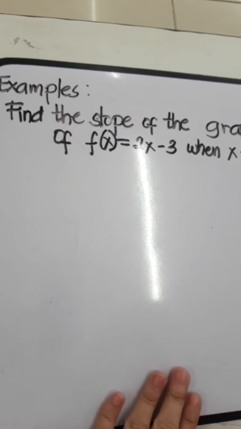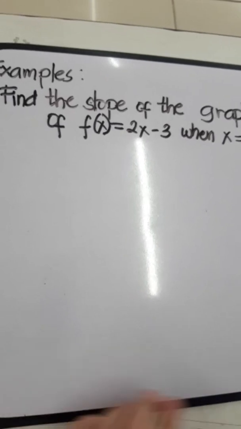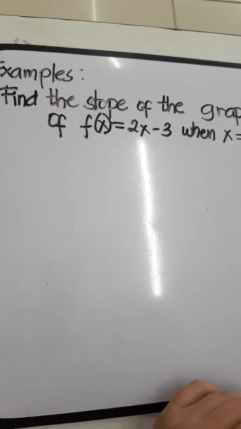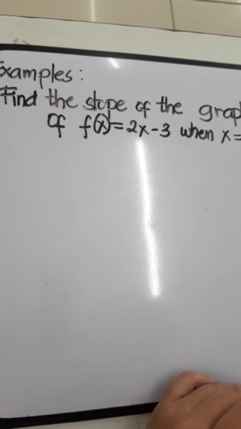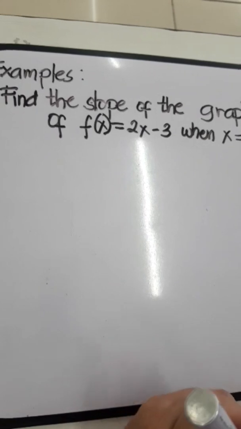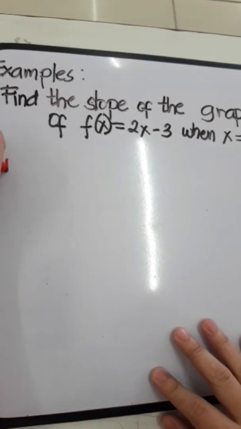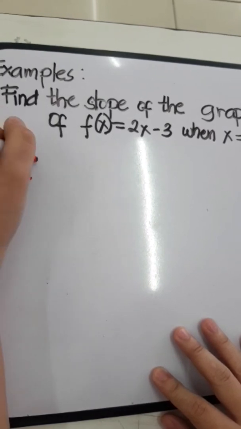So now we are going to proceed to other examples. Now we are going to find the slope of the graph of f of x is equal to 2x minus 3 when x is equal to 2. So we recall our equation in finding the slope of a line.